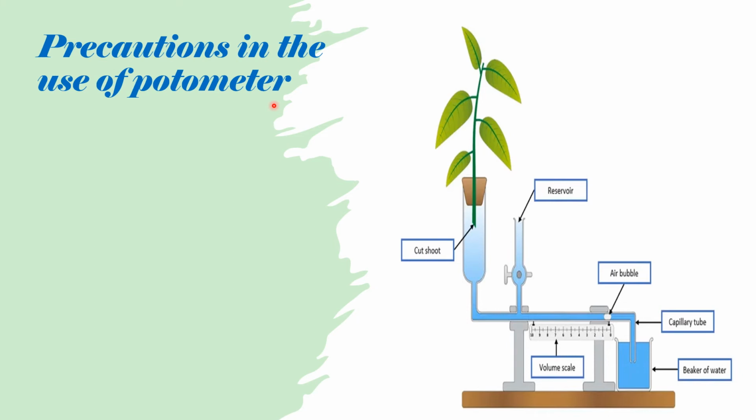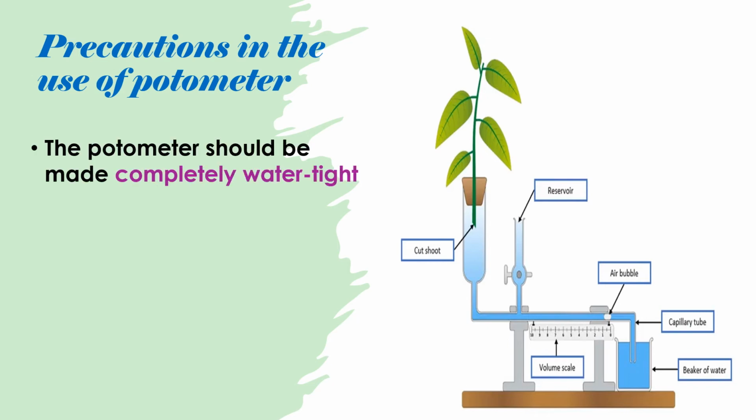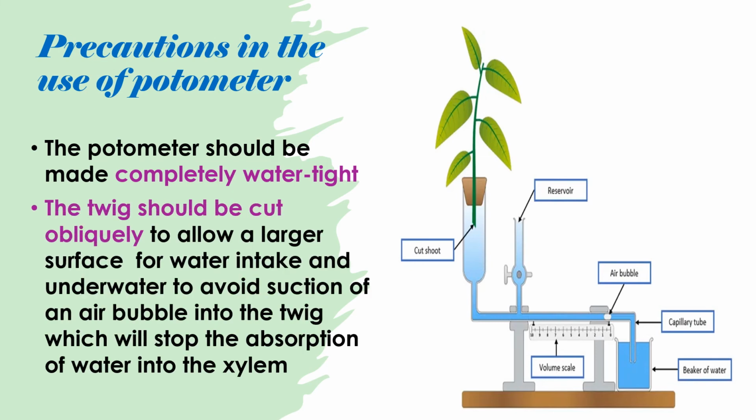Precautions in the use of potometer. What are the precautions for the use of potometer? First one, the potometer should be made completely watertight. Then another precaution, the twig should be cut obliquely. Here you can see we have to make an oblique cut to allow a larger surface for water intake, and underwater to avoid suction of an air bubble into the twig, which will stop the absorption of water into the shoot.